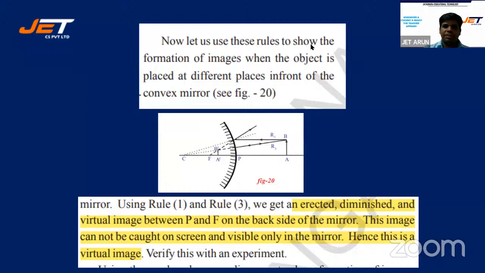All right, now let's look at this one. Now let us look at the rules to show the formation of image when the object is placed at different places in front of the convex mirror. Interestingly, for a convex mirror, you have only a virtual image formed. For a real object, for the kind of objects we deal with in 10th class, we get an erect, diminished virtual image between P and F, that is, between the pole and the focal point. Between these two, we get a virtual image, erect and diminished. This image cannot be caught on the screen and is visible only in the mirror. Hence, it's called a virtual image.